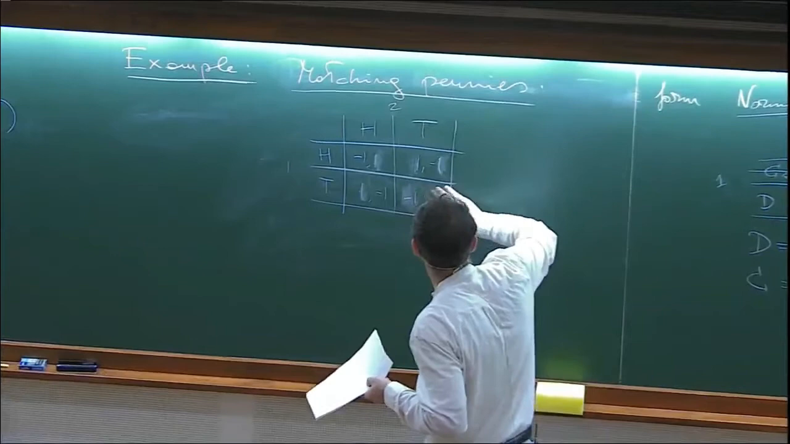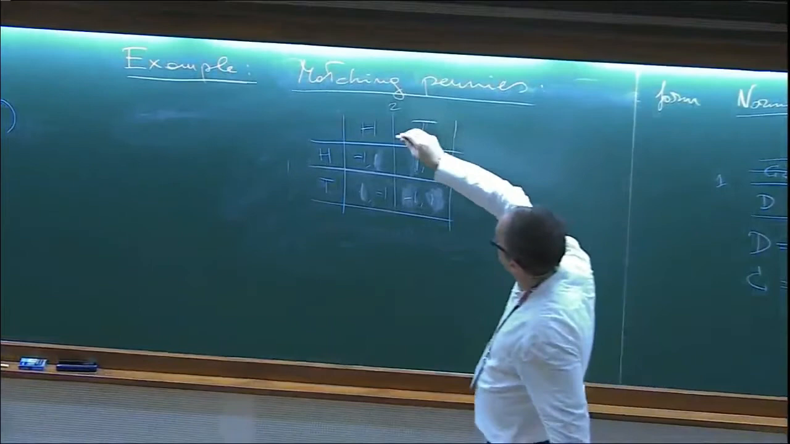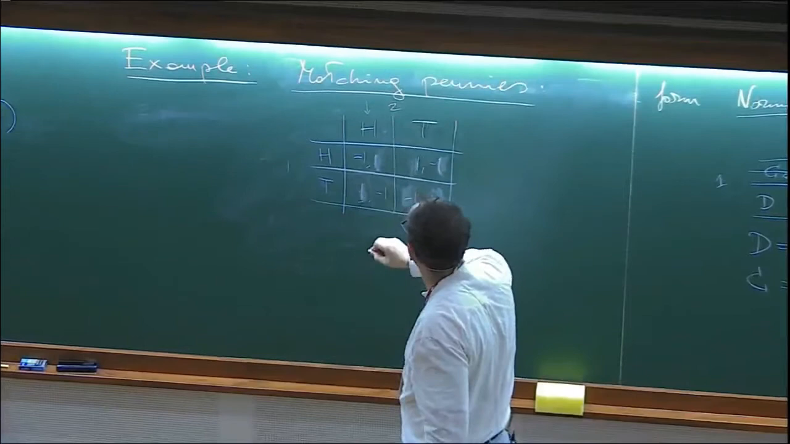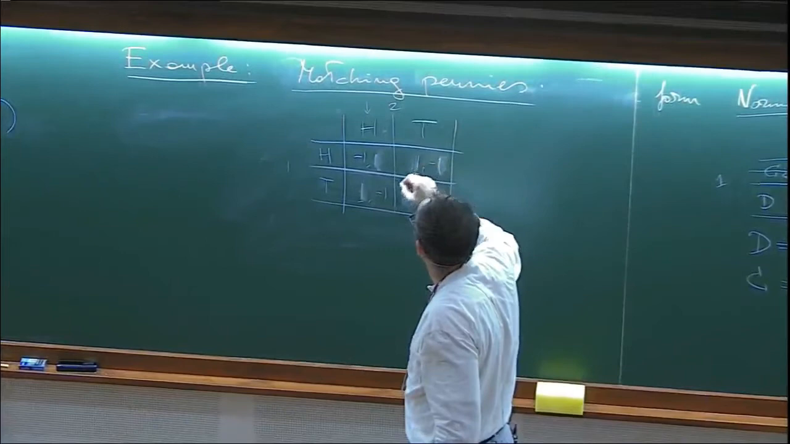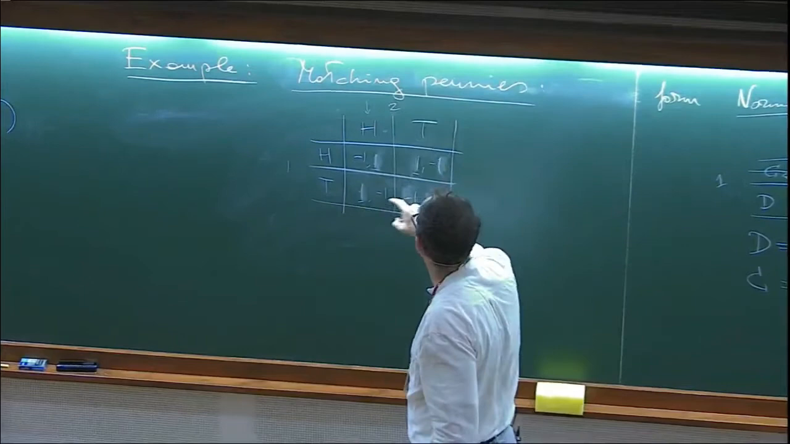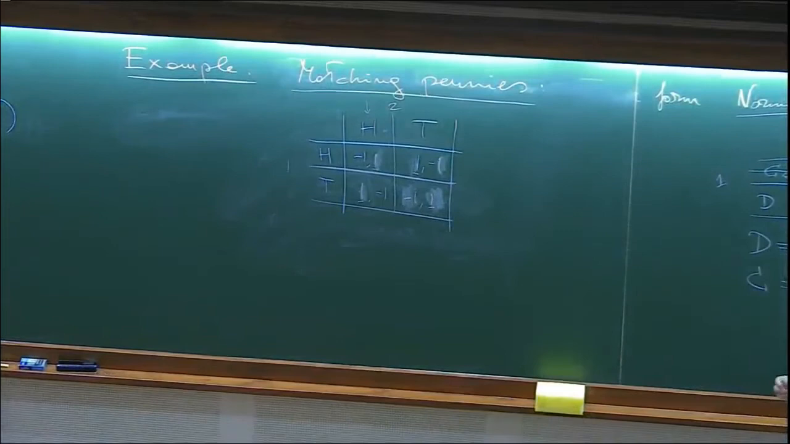Now, for example, if you play head, then my best response is tail. If you play tail, then my best response is head. If I play head, your best response is head. If I play tail, then your best response is tail. So there is no fixed point of this best response. So what do we do?